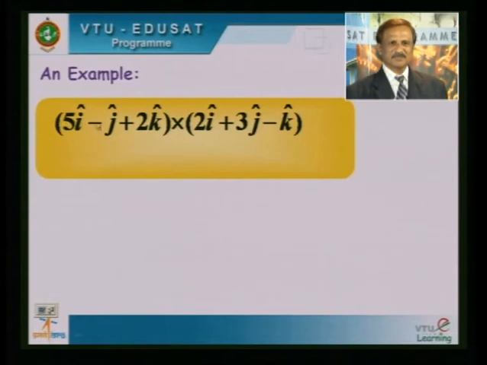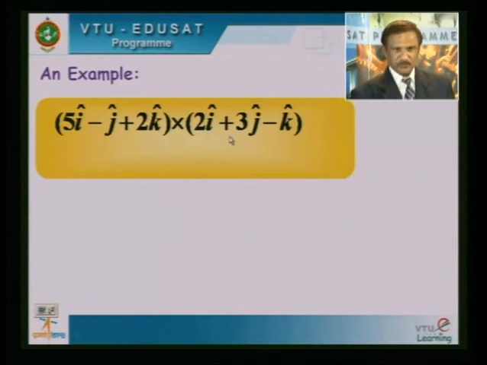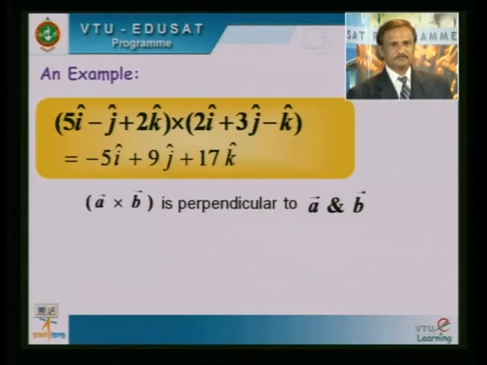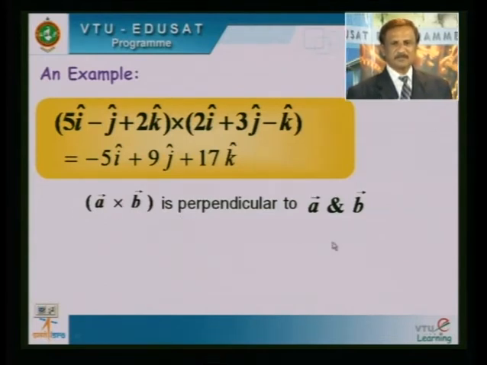Right. So, for example, they have given these two factors. After multiplication of these two factors, you can obtain minus 5i plus 9j plus 17k. Now I want to verify whether A cross B is perpendicular to A and B or not. Is it clear? A is one vector, B is another vector. You can consider the same example. You can take this vector as A and this vector as B, right? A cross B is also already calculated.